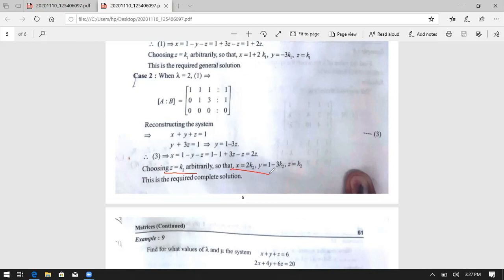Means we take here two values of lambda, that is 1 and 2. That's why this is the first case, lambda is equal to 1. We take that one. After that, we find the values of x, y, z. And next we come to the second case, that is lambda equal to 2, we take the x value. Okay, this is the complete solution. Next come to the next example.